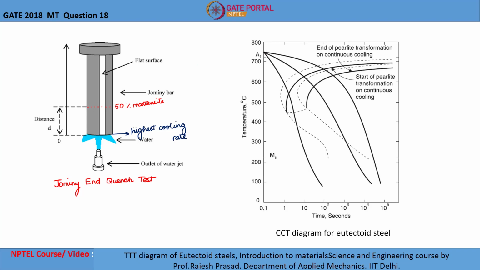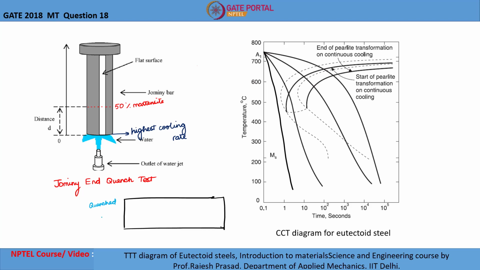So at the quenched end, once the sample is cooled from the austenitizing temperature, the cooling rate will be higher than the critical cooling rate. So the microstructure formed will be completely martensitic as shown in the CCT diagram. So considering this as the quenched end, this region will be 100% martensite. So on moving away from the quenched end, the cooling rate decreases as shown in the second curve.